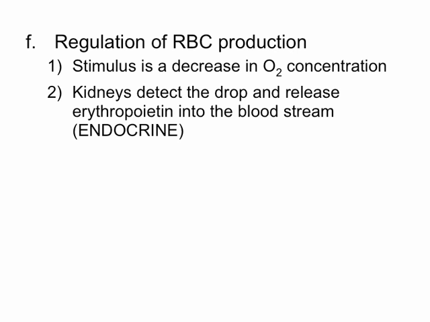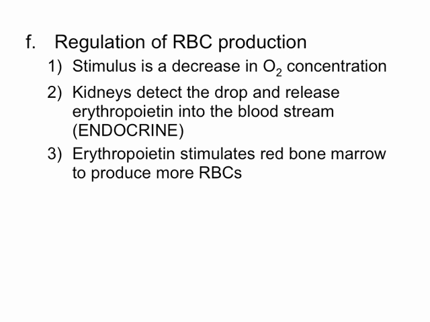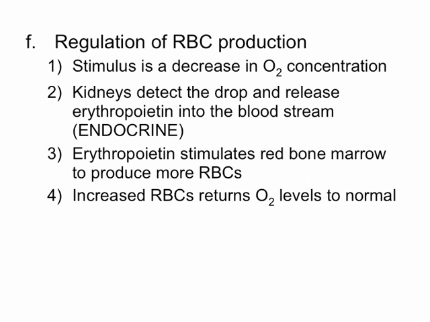I did put in parentheses that this is an example of an endocrine function. Erythropoietin then stimulates the red bone marrow to produce more red blood cells. The increased number of red blood cells returns to the bloodstream and they can then carry more oxygen, thus increasing the oxygen levels to normal. This process is called a negative feedback system because a stimulus in one direction, in this case a decrease in oxygen concentration, results in the opposite, or an increase in the oxygen levels.